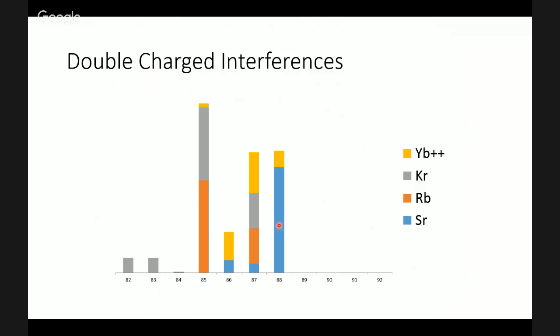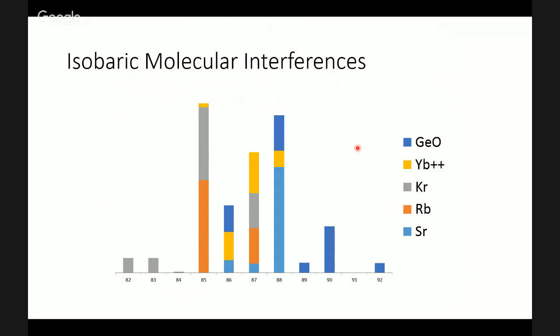In addition to things that are the same weight, we also have this problem that elements that are maybe twice as heavy, if they end up being doubly charged, so having a 2+ charge on them, will also interfere. And then again, we can form molecules in our mass spectrometer, maybe oxides, hydrides, nitrates.